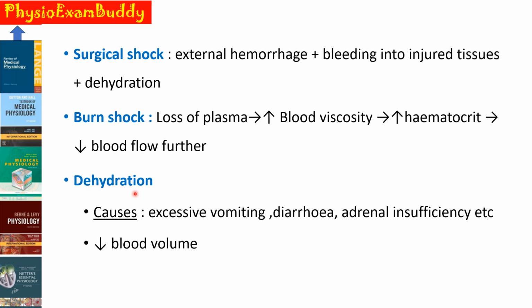Next is hypovolemic shock due to dehydration. Excessive loss of fluid from the GIT due to excessive vomiting or diarrhea, or from the skin due to excessive sweating, or due to adrenal insufficiency or diabetic ketoacidosis, may lower the blood volume to a degree sufficient to cause hypovolemic shock. So, we have finished the compensatory mechanisms and the different types of hypovolemic shock.